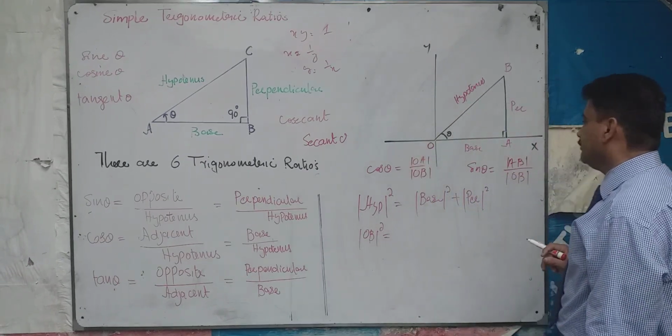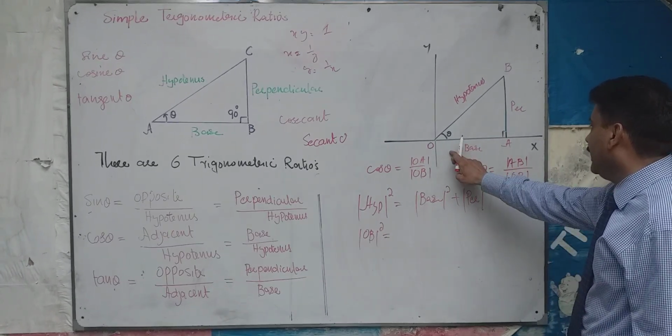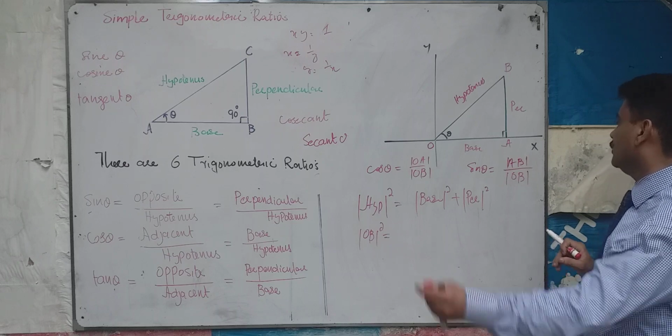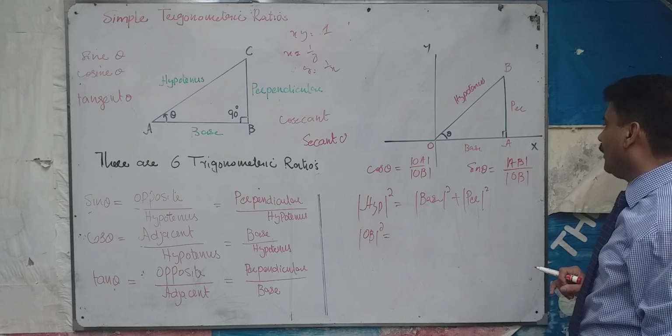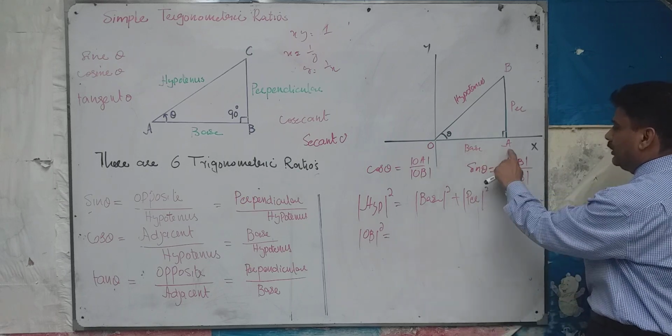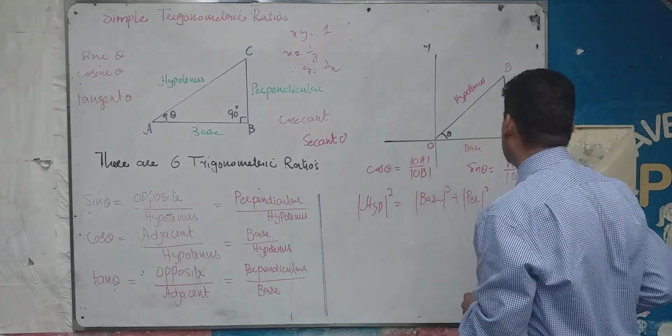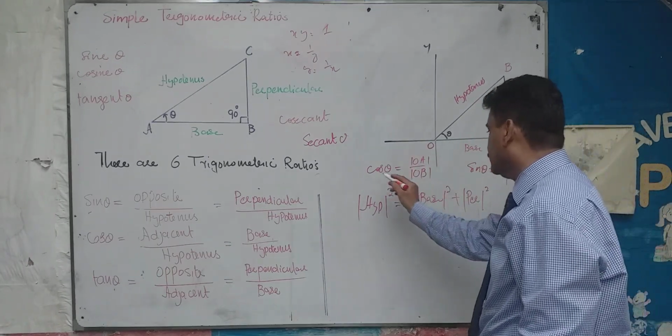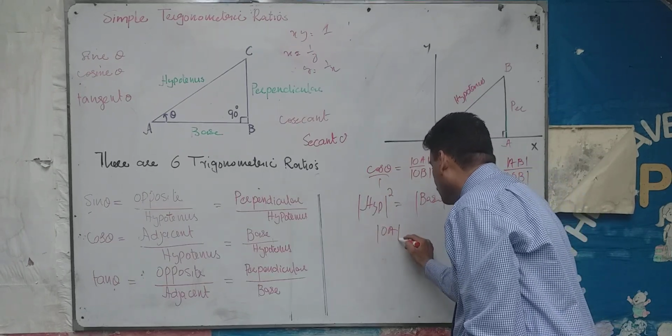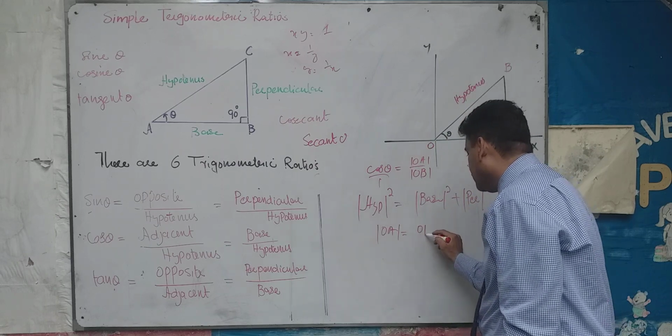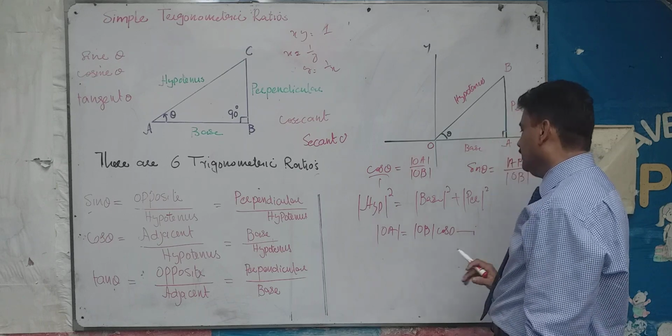And base. What is base? OA is the base. If we find the value of OA, we first find it from this relation. We just cross multiply and OA will be equal to OB cos theta. Relation 1.